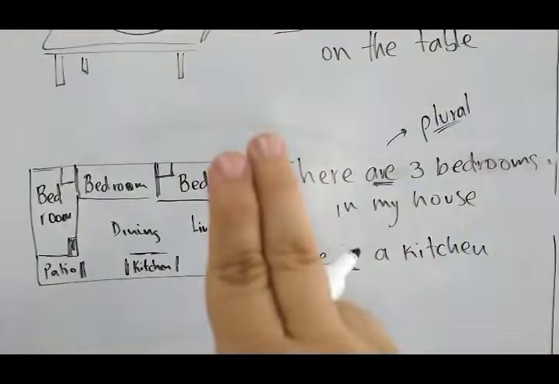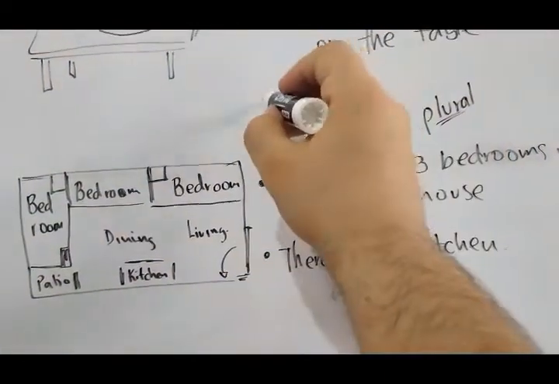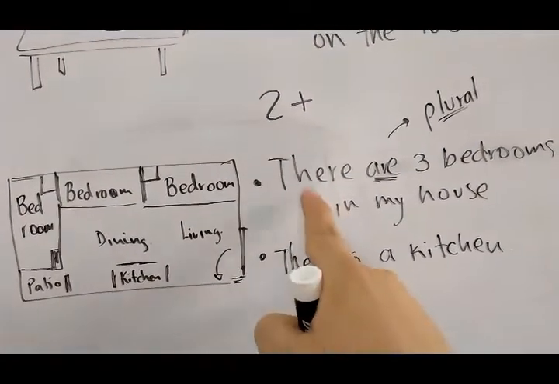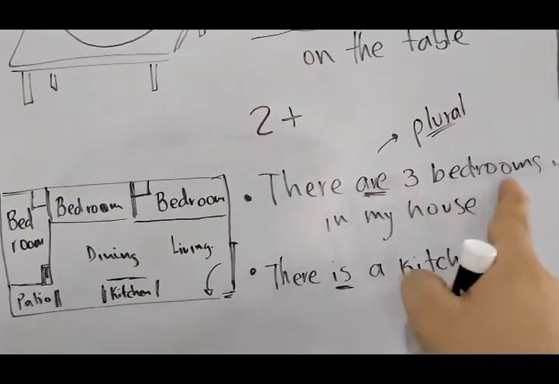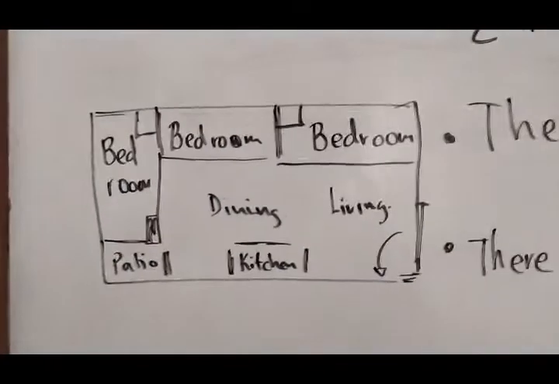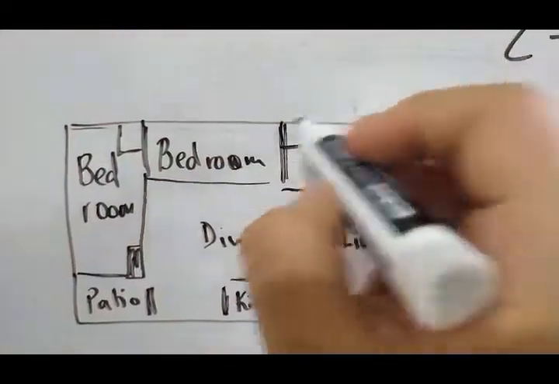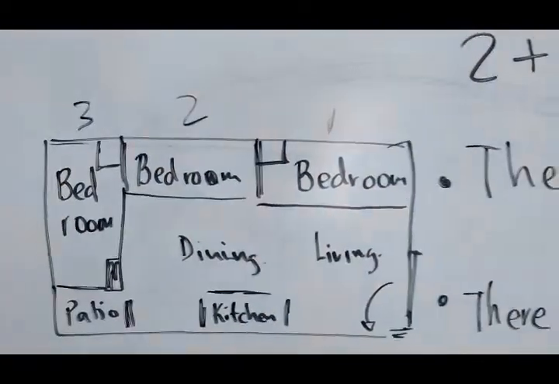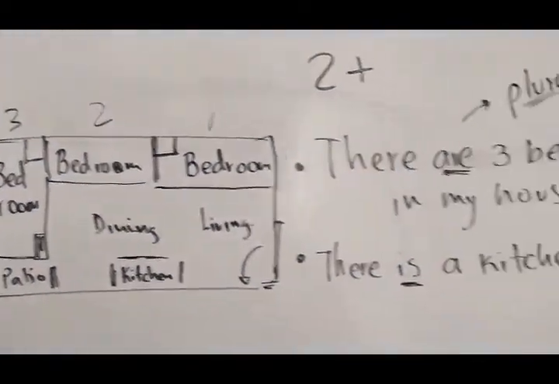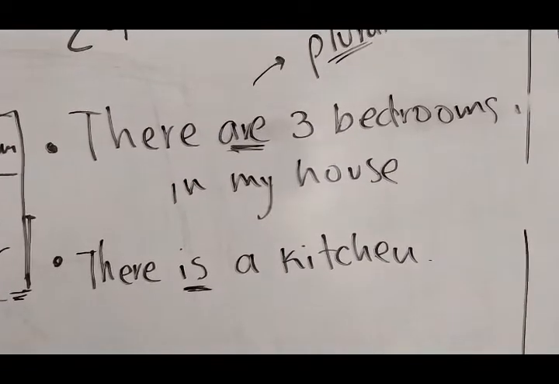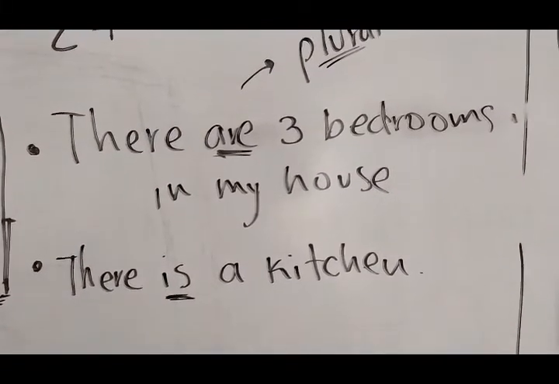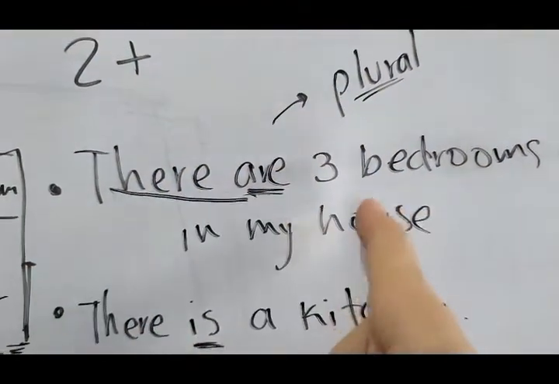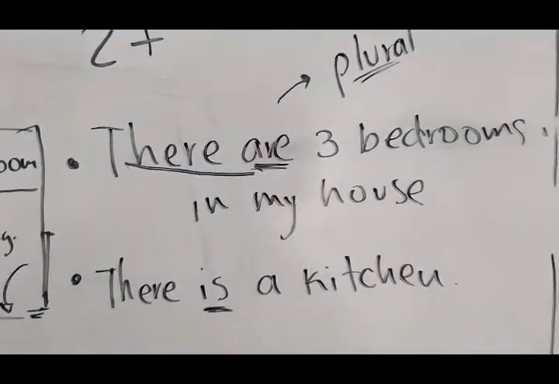for two or more objects we use there are. So, for example, there are 3 bedrooms in my house. As you see, for example, we have here 1, 2, and 3. We have 3 bedrooms. So we can say an example like this. There are 3 bedrooms in my house. Hay 3 cuartos en mi casa.